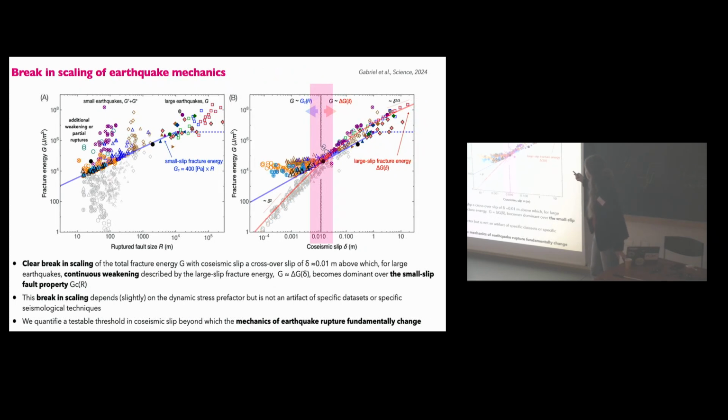And here, with these parameterizations, around 1 centimeter of slip, you would observe a break in scaling. That does depend slightly on the dynamic stress prefactor we're including in the analytical model, but we show also in the paper that this is not an artifact of a specific data set or specific seismological techniques. And that is something that's potentially observable. However, the slip scale of 1 centimeter is quite challenging to get to observationally. So please check and prove us wrong if you want, but this is a challenge for the community to see if this could be something you could back up further. So it's a testable threshold in coseismic slip beyond which the mechanics of earthquake rupture fundamentally change.